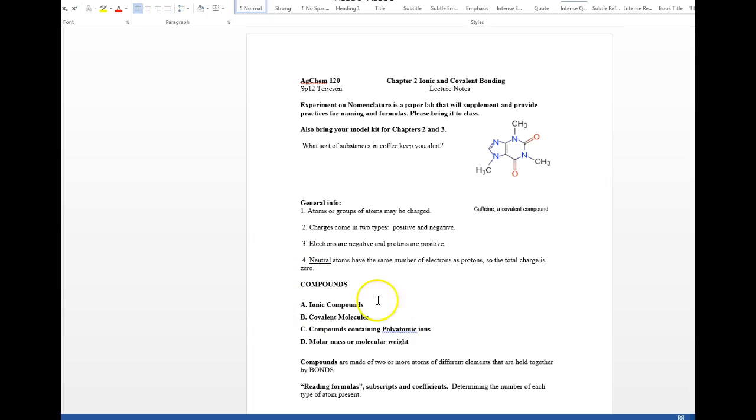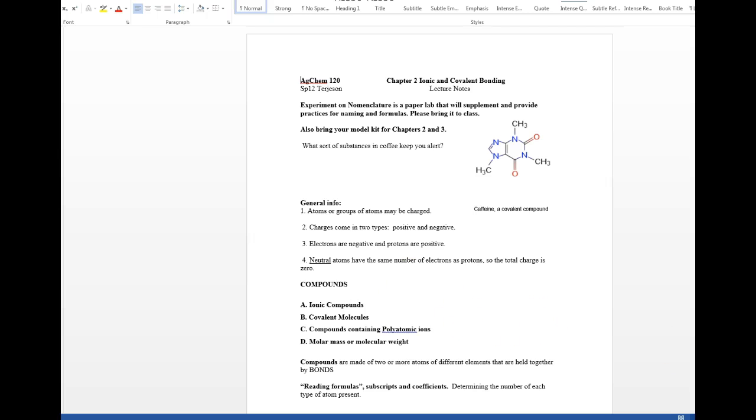Okay, so today we are going to talk a little bit about ionic bonds and covalent molecules, and then we'll get into compounds containing polyatomic ions, and then some molecular mass or molecular weight at the end, which will be tomorrow's lecture. Compounds are made of 2 or more atoms of different elements that are held together by bonds.